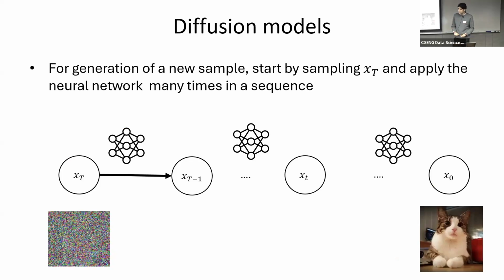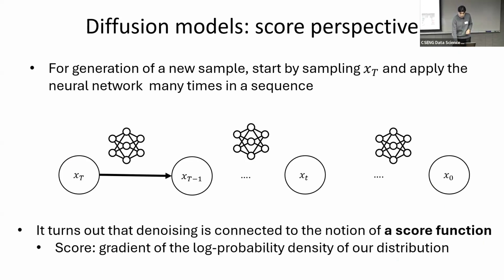So this is how we train a diffusion model. How do we generate samples? After you train it, you sample from this easy to sample Gaussian distribution, and you apply your neural network, your denoising procedure, in a sequence of steps, and you get your sample from the data distribution.